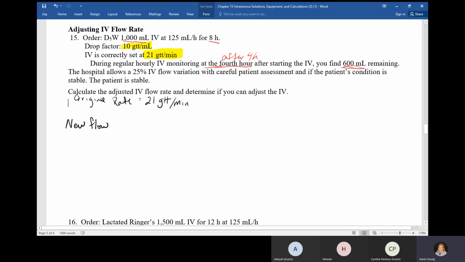because we know we were going to have to adjust it. So our new flow rate, also known as our adjusted flow rate, is going to be our remaining milliliters. I can spell, but I swear today I'm having trouble with it. Remaining milliliters over remaining time, and then times our drop factor, times our time conversion, 1 hour over 60 minutes.